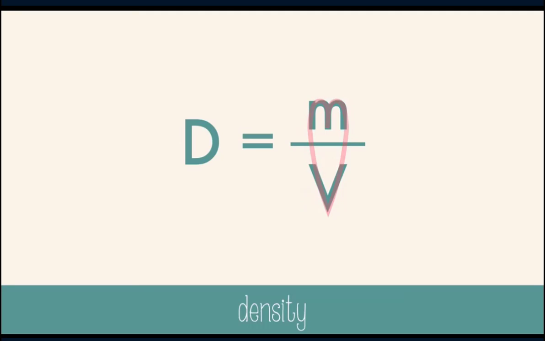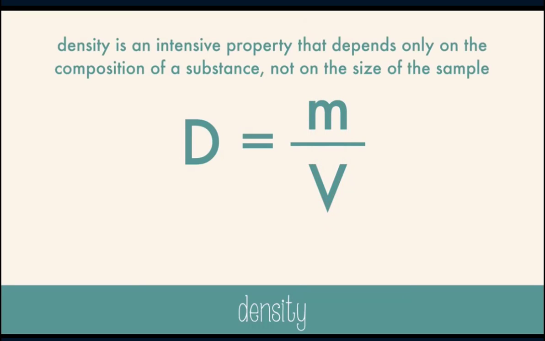Now, density is an intensive property, which means as long as you have the same substance, it will have the same density, no matter how much of the substance you have. It depends only on the composition of the substance, not the size of the sample. So you could have a small gold coin or a large, heavy gold bar. Both the coin and the bar would have the same density, 19.3 grams per cubic centimeter.